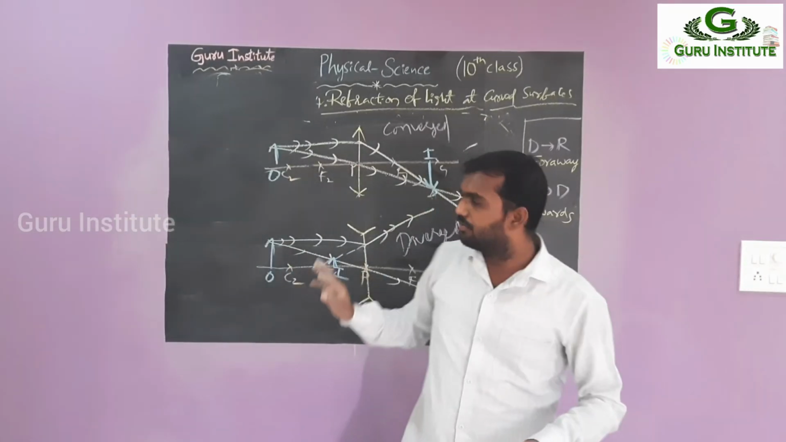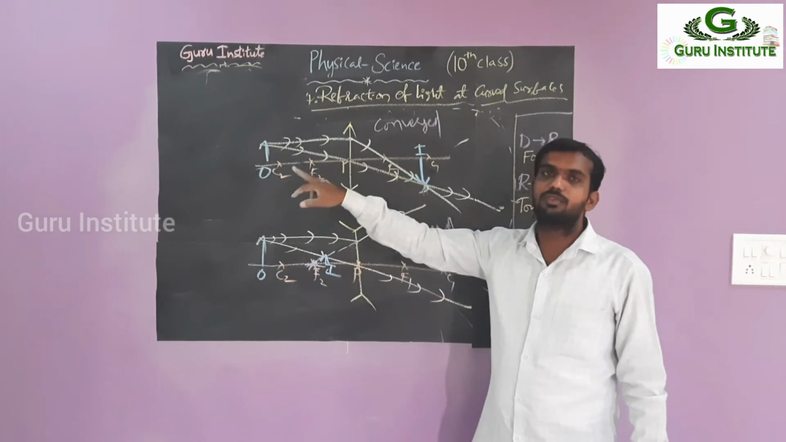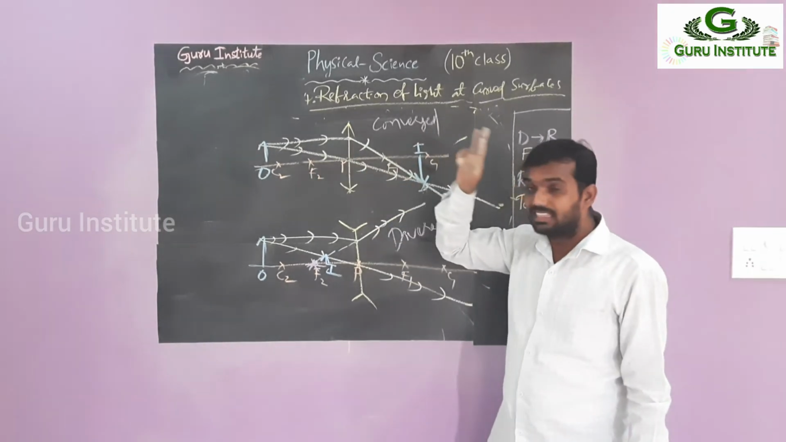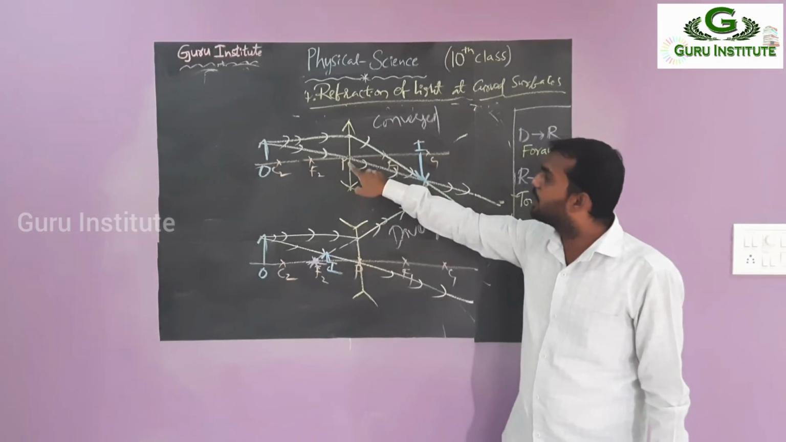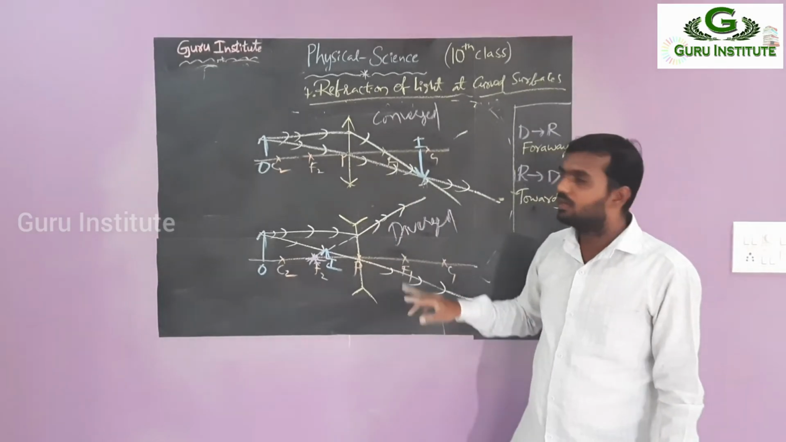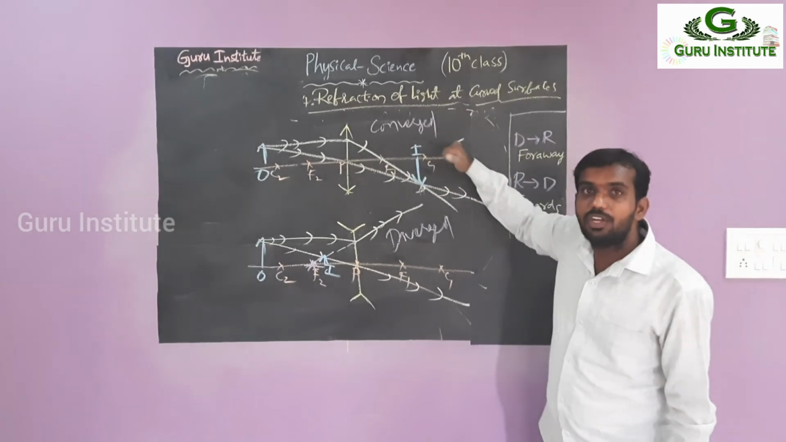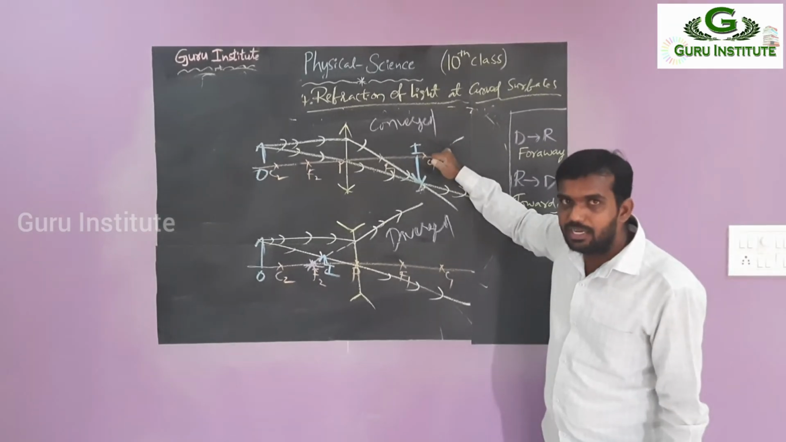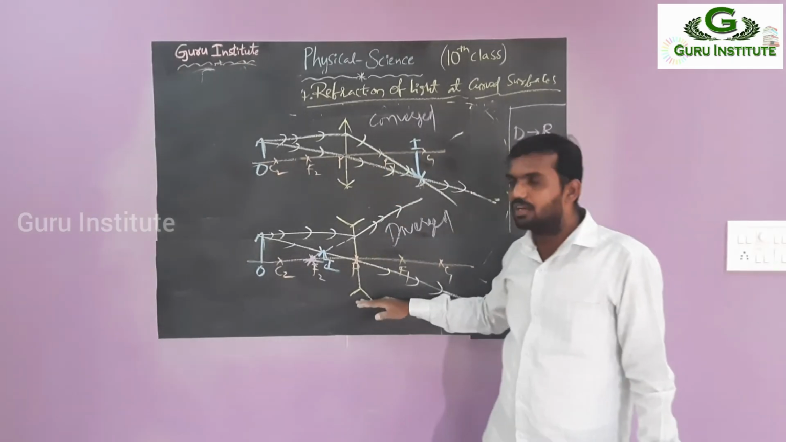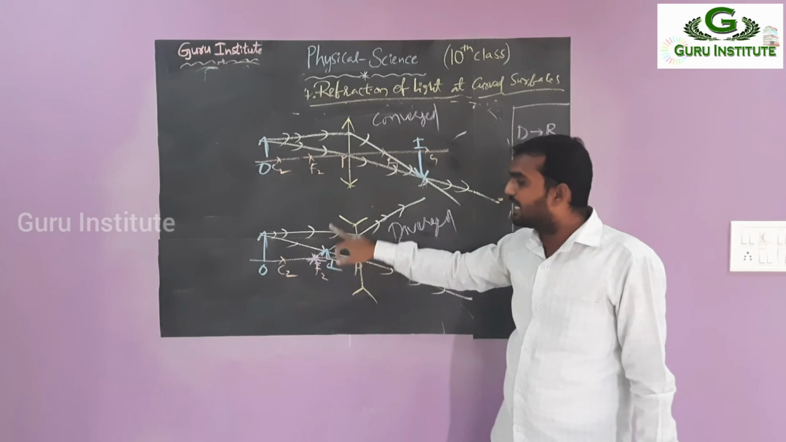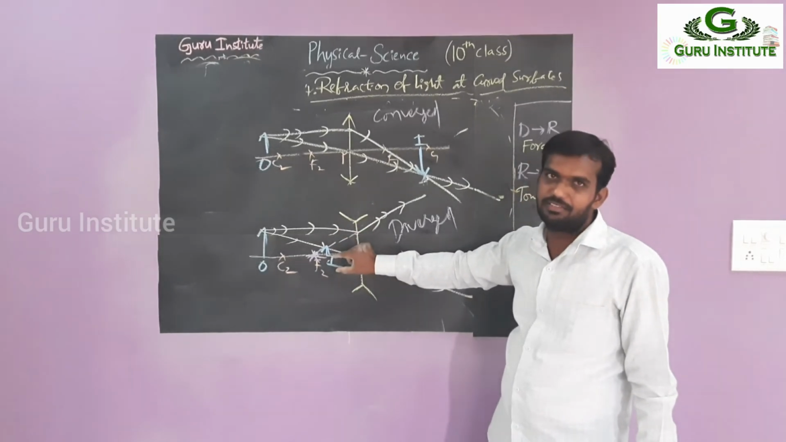Which lines are we using? Parallel to principal axis, passing through focus, parallel to principal axis, and the third line is just changed compared to mirrors: passing through pole, no deviation. See here, which type of image is formed? Inverted image. This is a real image, and it is also called a convergent lens. Over. Coming to here, which type is there? Erect, straight image is formed, and it's a very small image.